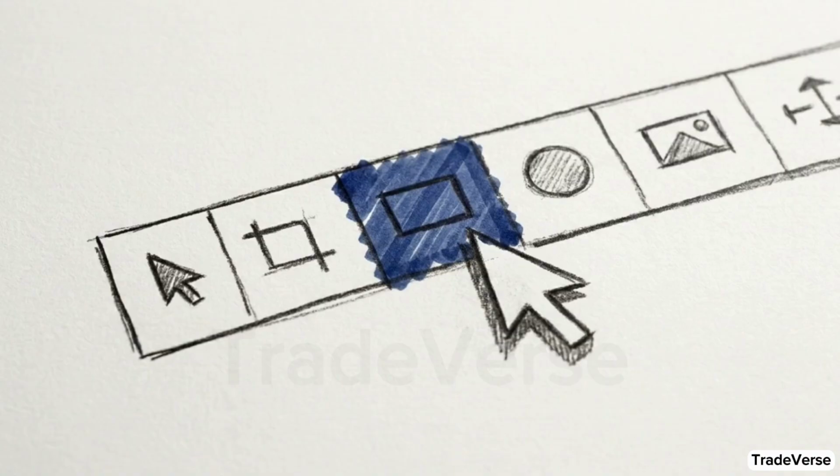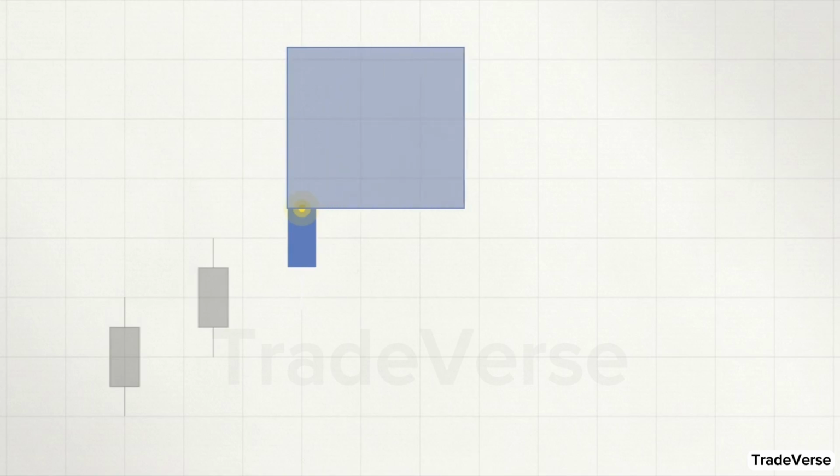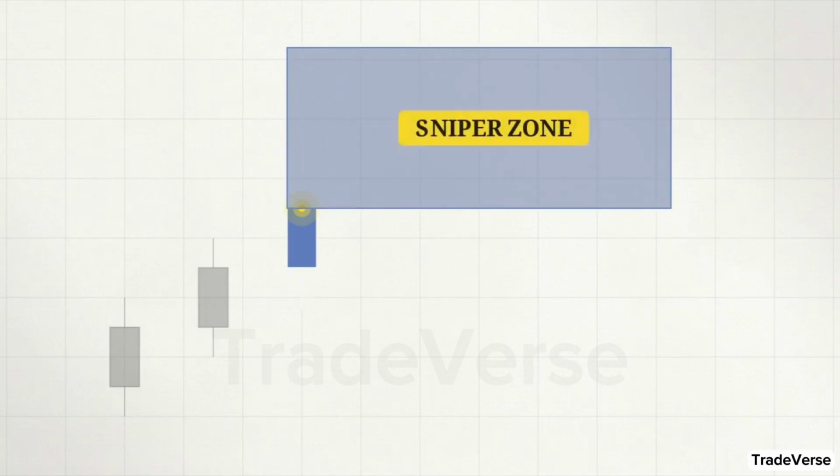Now that we have our signal, we use the rectangle tool to define the entry territory. Place your first coordinate exactly at the closing price of that weakness candle, the edge where the solid body ends. Drag the box to the very peak of the wick and extend it to the right. This shaded area is your sniper zone.